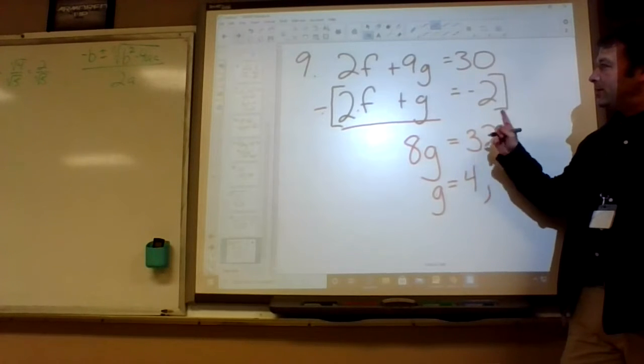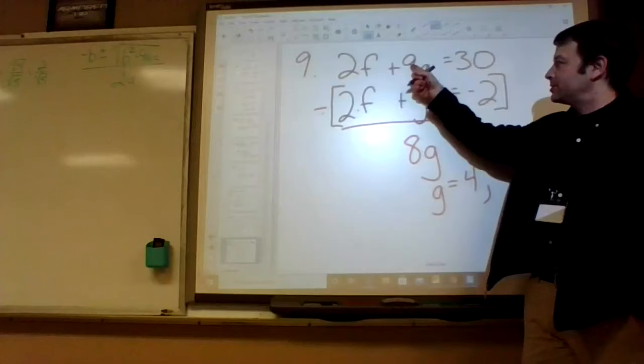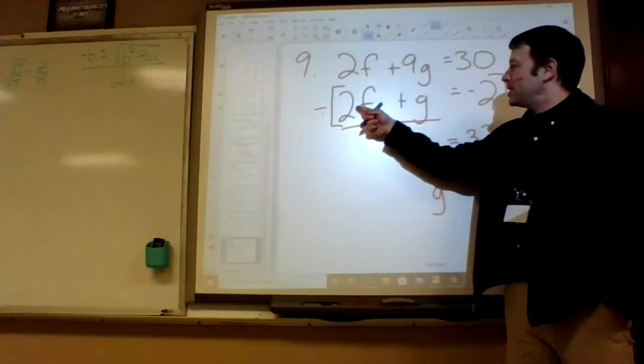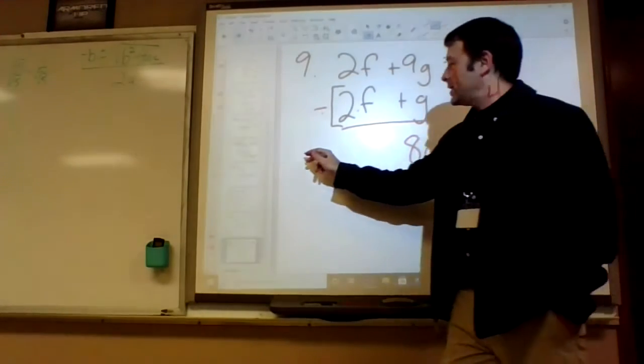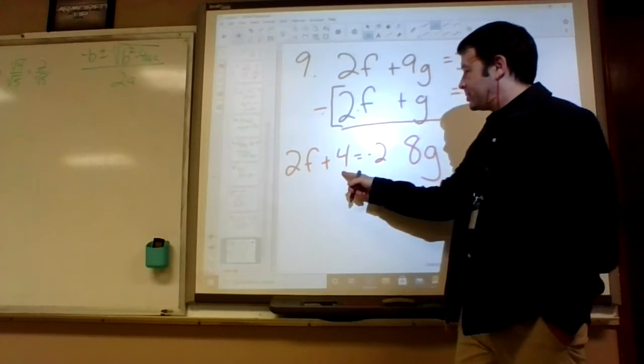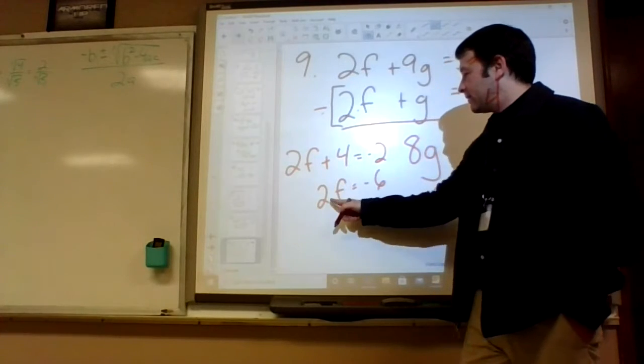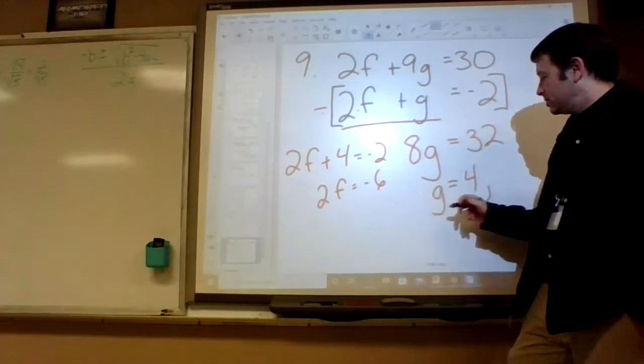G is 4, where could I put that? This one looks kind of simple. This one looks a little bit simple. It says negative 3. Okay, so I get 2f plus 4 equals negative 2. So if I subtract the 4, I get negative 6, and then if I divide by 2, negative 3.